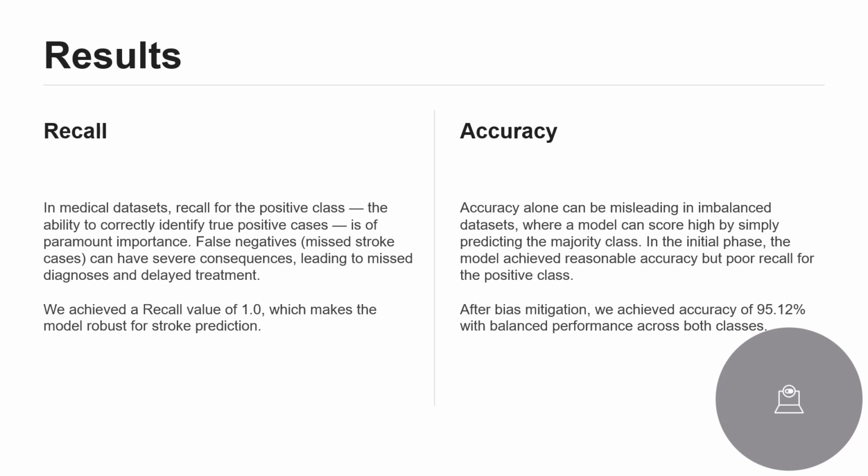Now looking at the accuracy, initially the model had an accuracy of 91%, but since the data set was imbalanced, this value was a bit misleading. So after mitigating, the accuracy increased to 95%. And this improvement is more meaningful because the model now performs well for both classes.